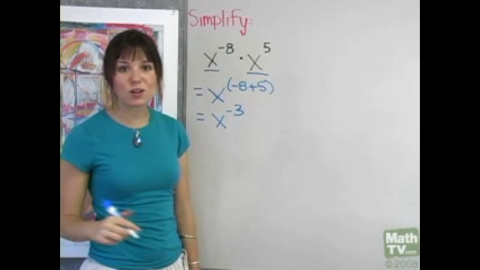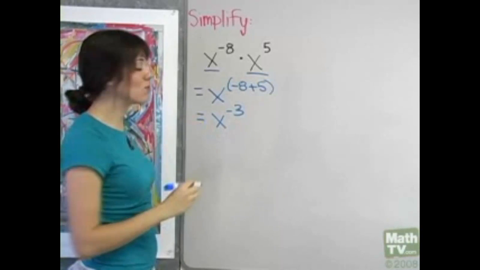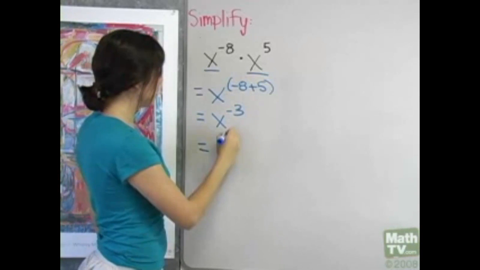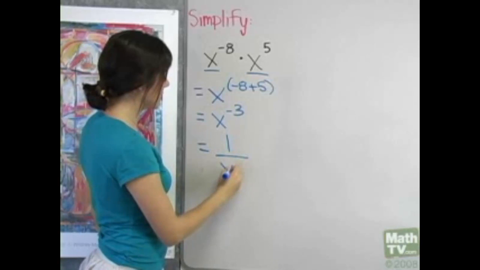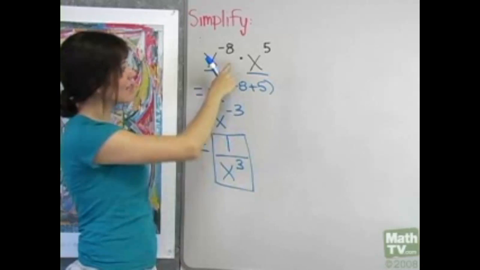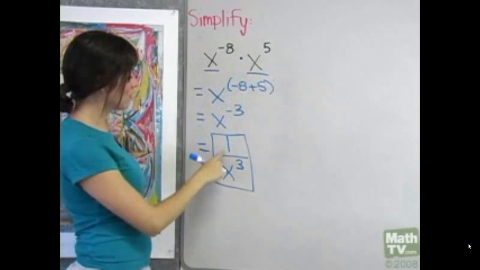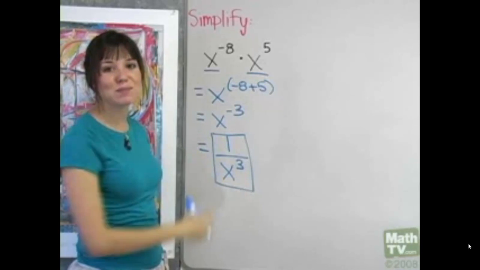We want our final answer without negative exponents. So we can think of this x to the negative 3 as being equivalent to 1 divided by x to the positive 3. So x to the negative 8 times x to the 5th is equivalent to 1 divided by x to the 3rd.